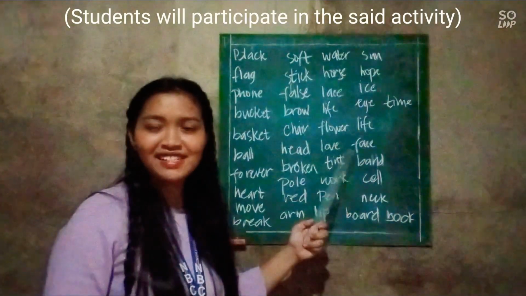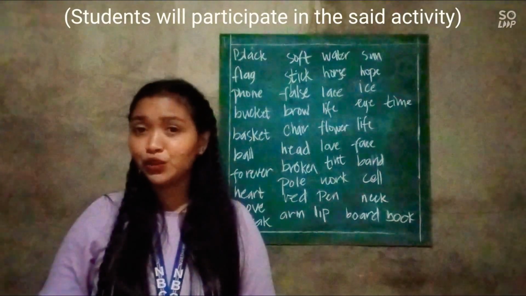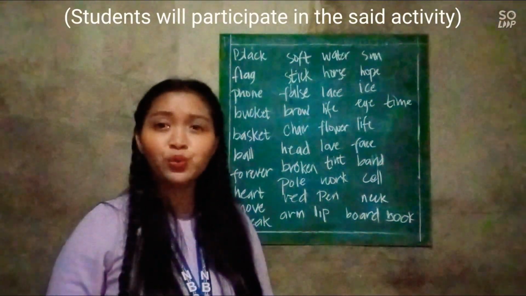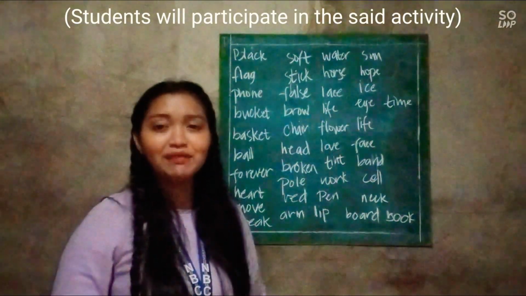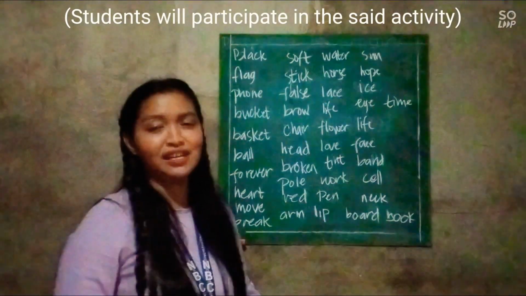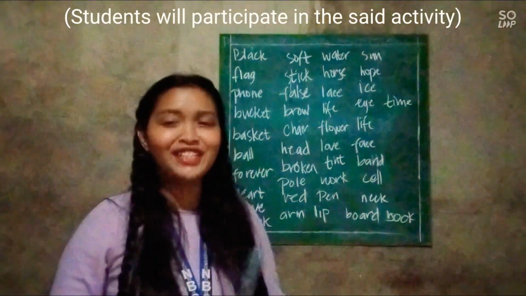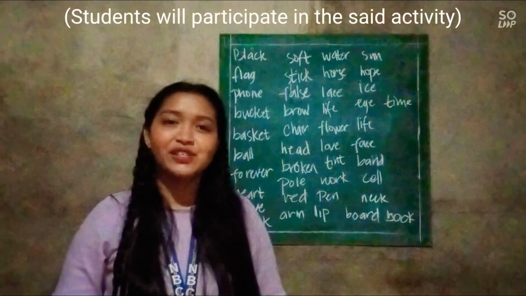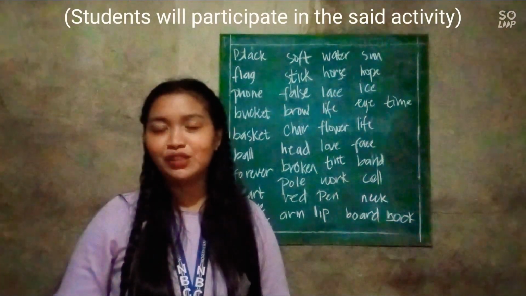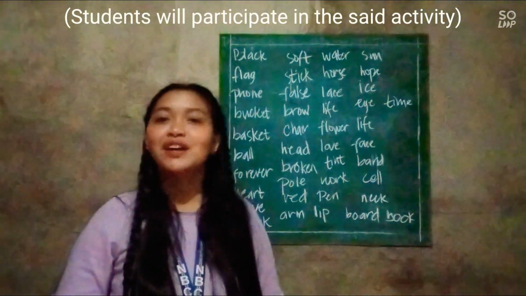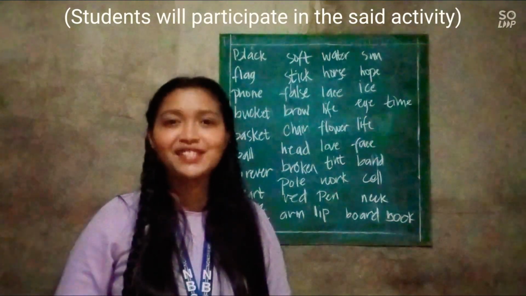I have here a set of words and I want you to write all the possible two-word combinations with meaning out of these words. So the more combinations, the higher the score. So I give you 3 minutes to do this. Understood? Okay. Time starts now.